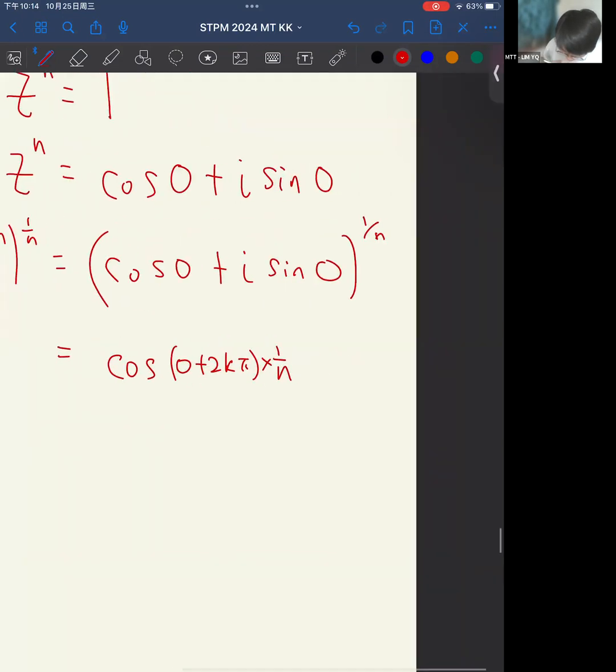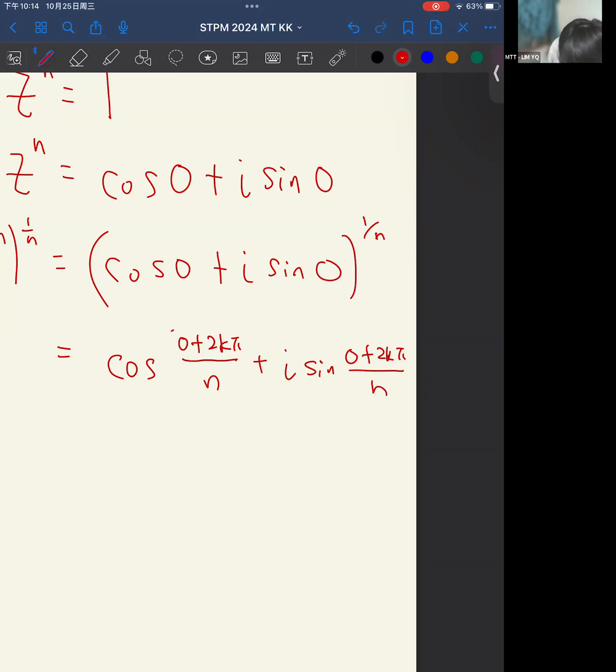Right, multiply by 1 over n or divide by n. Okay, and then I think better I put divide by n. Save some space. cos of 0 plus 2k pi divide by n plus i sine of 0 plus 2k pi divide by n. Also, okay, and then you say your k is from 0, 1, 2, dot, dot, dot, n minus 1. Okay?